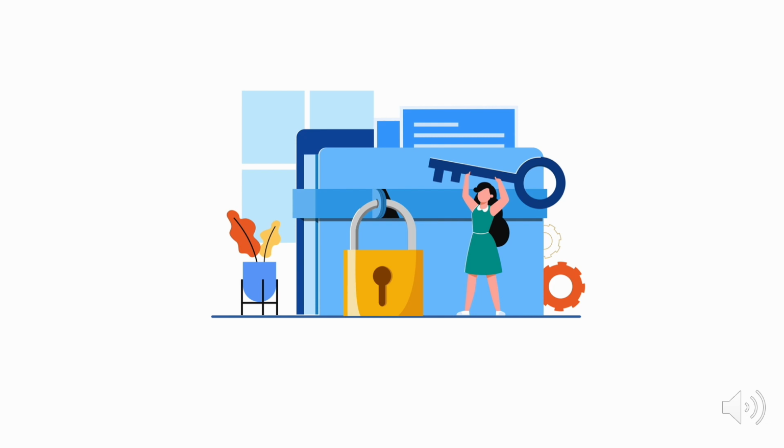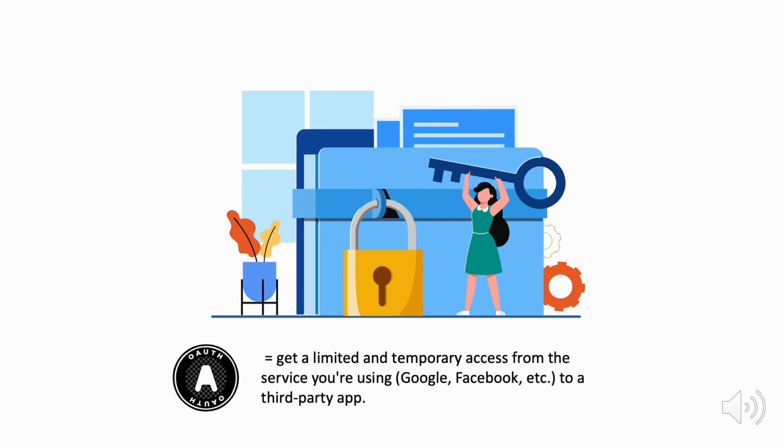OAuth is like giving someone a special key to access a specific door in your house without giving them the main key to your entire house. OAuth works by allowing the application to get a limited access token from the services you are using, like Facebook or Google. This access token acts as a temporary and restricted key that lets the application access only the data or actions you have agreed upon. This keeps your main account safe while still letting you use other apps and services that need access to some of your information. Next, let's take a real-life example to illustrate how we encounter OAuth 2 in our daily interactions.